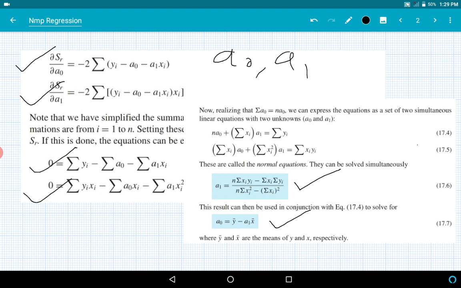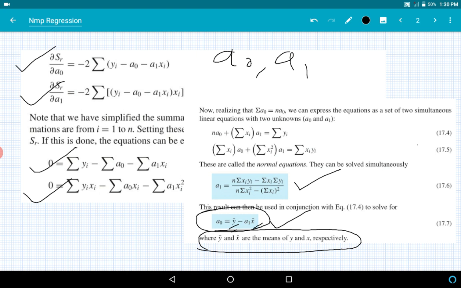The expression for a1 is n times the summation of xi yi, minus the summation of xi times the summation of yi, divided by n times the summation of xi squared, minus the square of the summation of xi, right? Here n is the number of data points that we have. After we get a1 we can also get a0. It is y bar minus a1 times x bar. Here y bar and x bar are the means of y and x. If there are 10 points, we calculate the average for y, which is y bar, and the average for x, which is x bar.